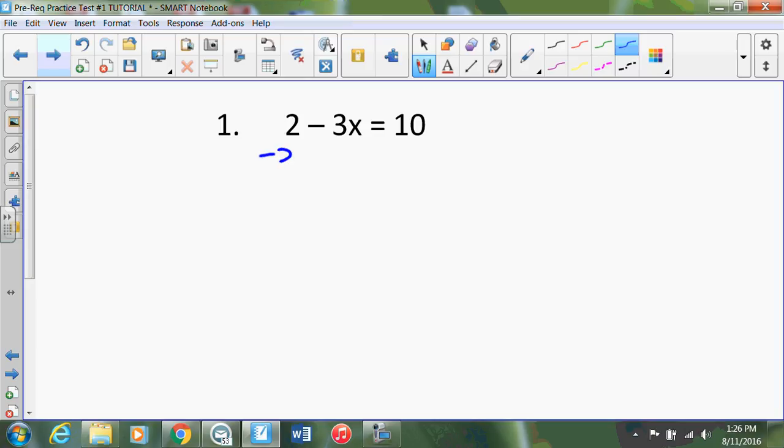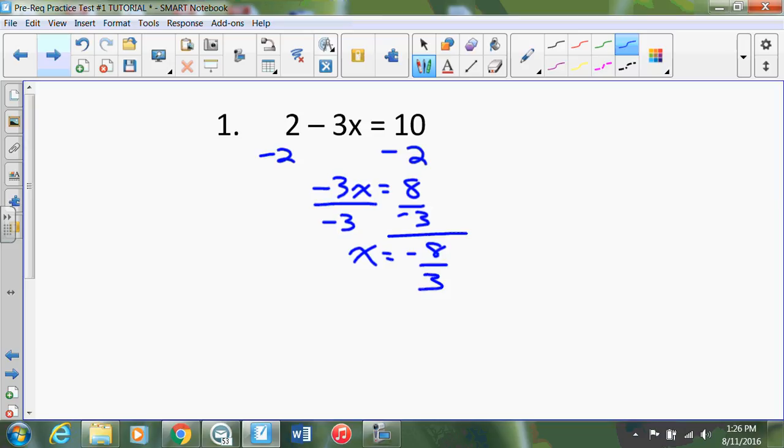We're going to get rid of 2 by subtracting 2 on both sides, which leaves us with a negative 3x. Divide both sides by negative 3, and there we have the answer. It's more than fine to leave it in fractional form. In fact, the fractional form is more accurate than the decimal approximation in this case.